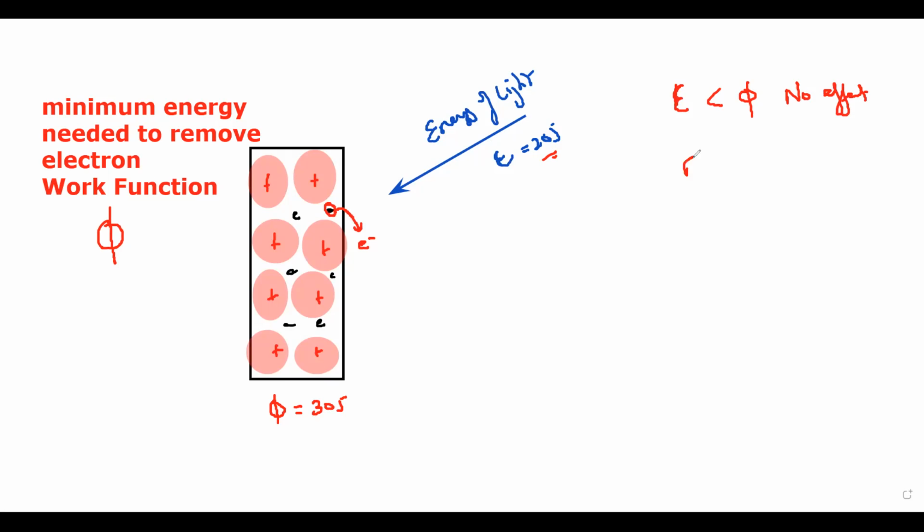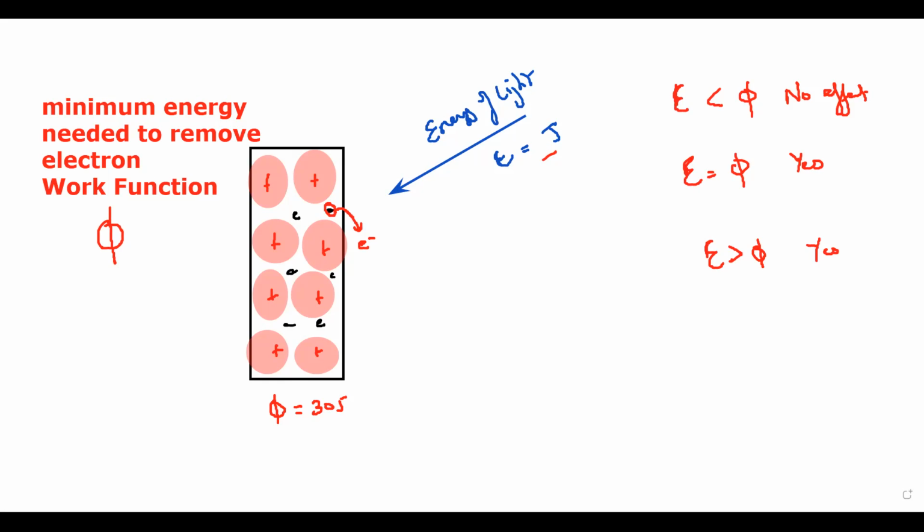What if the energy of the incident light is equal to the work function? For example, the energy of the light incident on the metal is 30 joules, and the work function is also 30 joules. So what will happen? The electron will absorb it and come out. So yes, there will be a photoelectric effect. But what if the energy is more than the work function? Yes, there will be a photoelectric effect, but what happens to the extra energy?